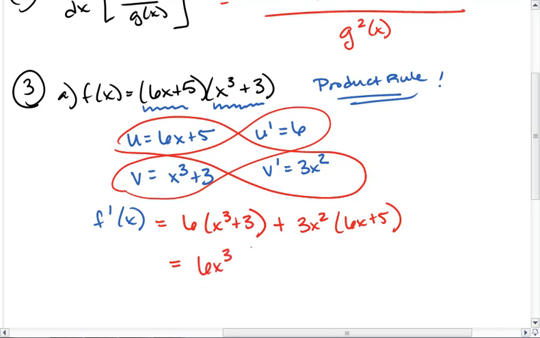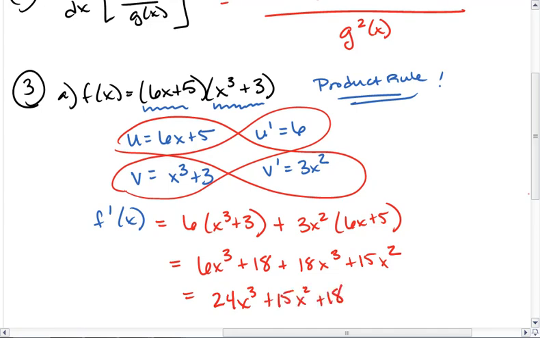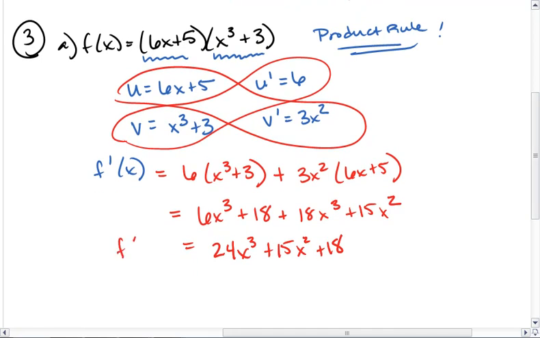Distributing gives me 6x cubed plus 18 plus 18x cubed plus 15x squared. So I end up with 24x cubed plus 15x squared plus 18. And that's my final answer for f prime of x.